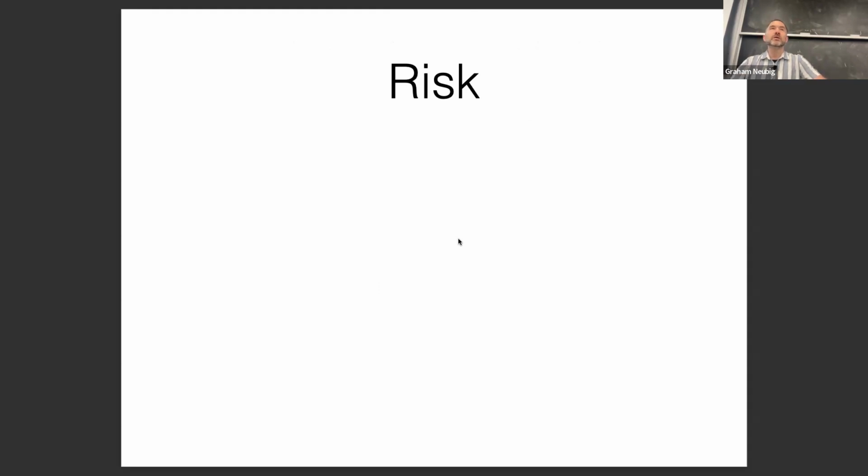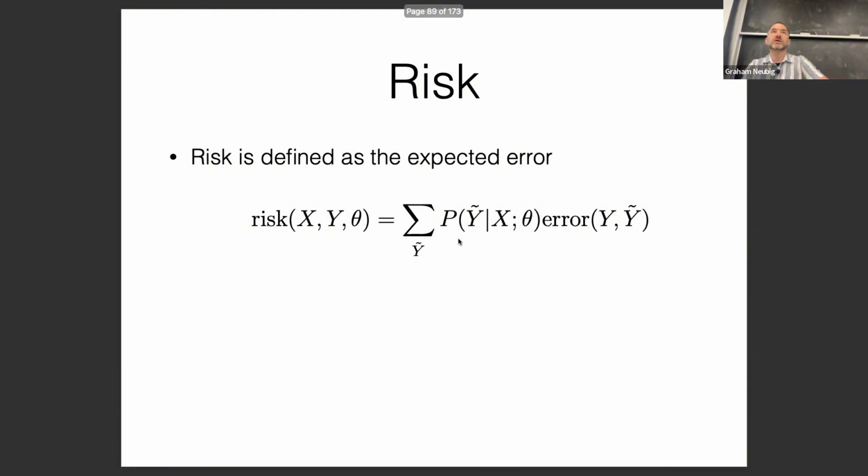So the first concept we can introduce here is something called risk. Risk is the expected error over all of the outputs. Let's say we have an input X, an output Y, and let's assume we have a reference. The risk is basically we sum over all of the possible outputs, and we take the probability of the output according to the model, and we have the error. So this is the expected error under the model.